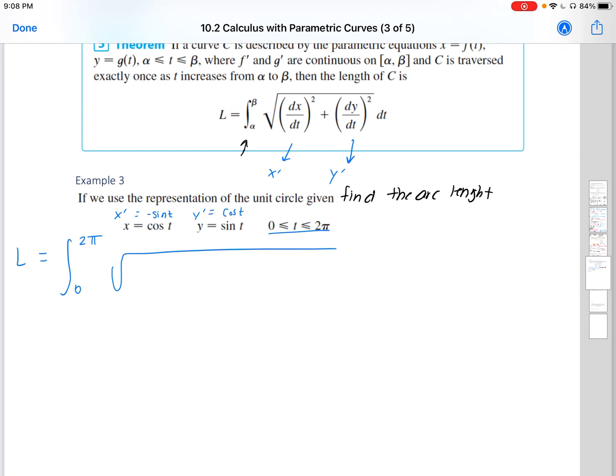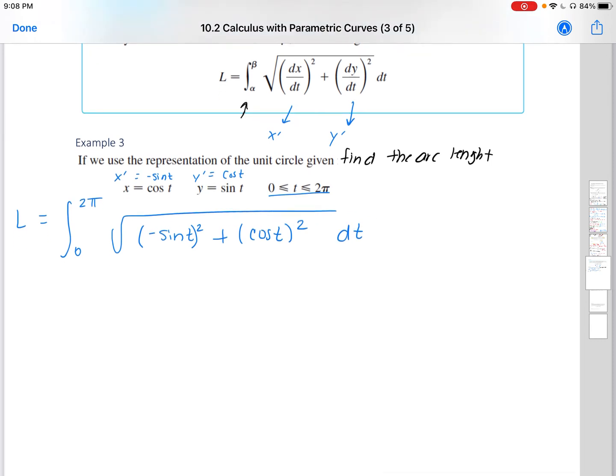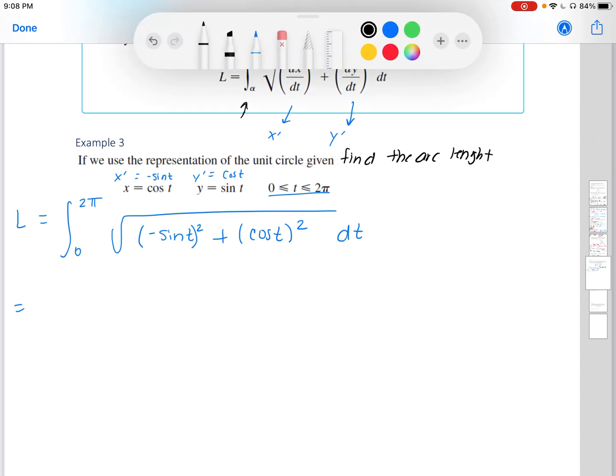So let's plug in those derivatives. So we have x first. Negative sine of t squared plus our derivative for y, we have cosine of t squared in terms of t dt. All right, we can go ahead and expand it, and we get our integral from 2 pi to 0 of the square root of sine squared t plus cosine squared t dt.